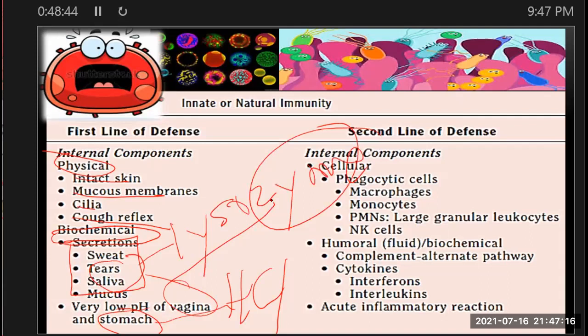In many locations of the body, there is normal flora that often keeps pathogens from establishing themselves in these areas. This phenomenon is known as competitive exclusion. So much for the first line of defense.